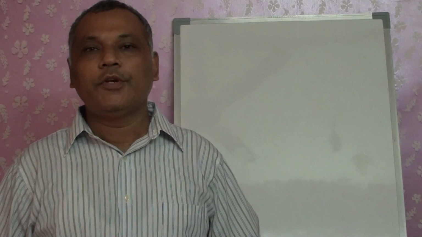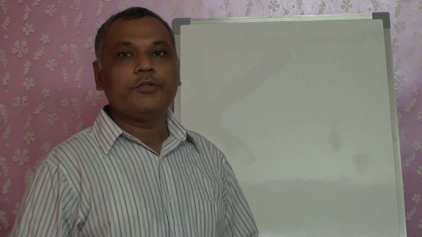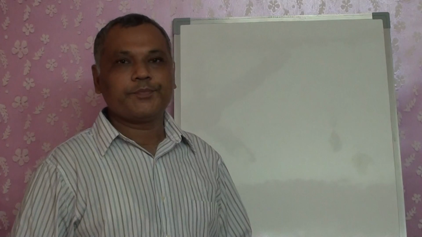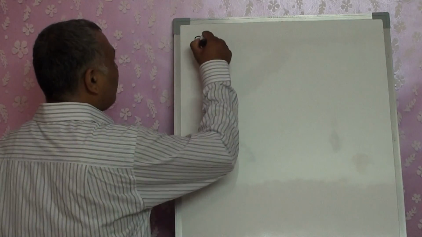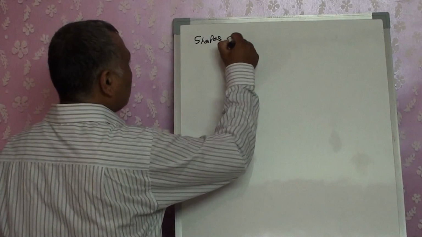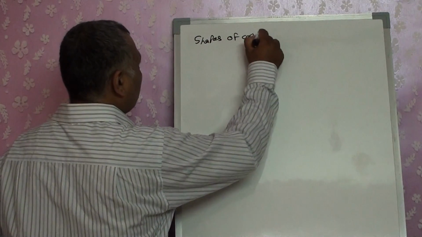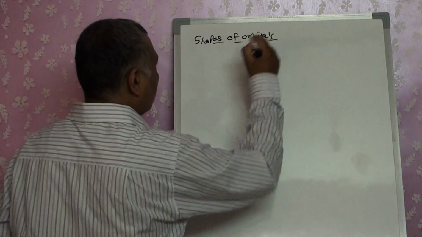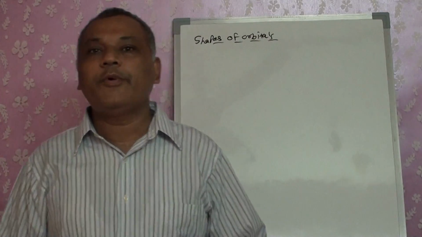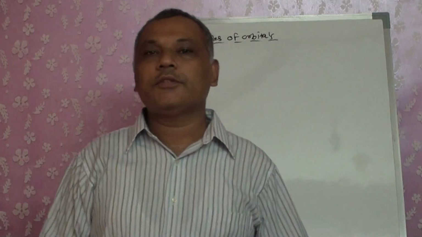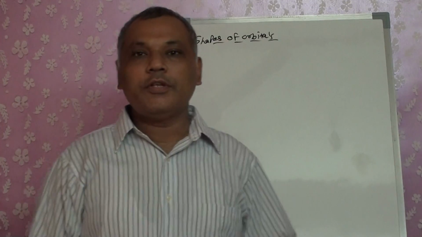In the last lecture, we studied the quantum numbers. Today, we will be studying something related to the shapes of orbitals. Now, when we are talking about the shapes of orbitals, these shapes depend upon one equation which is considered as the Schrodinger wave equation.